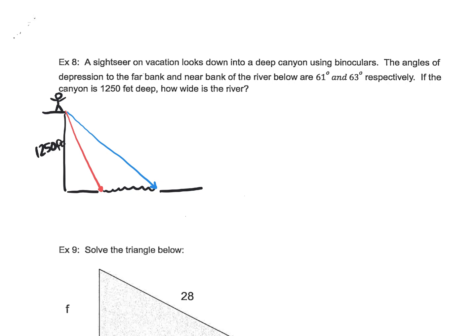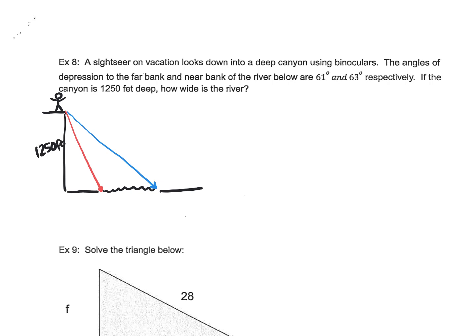Now it doesn't tell you which one's 61 and which one is 63 degrees. I want you to tell me by looking at that picture, which one has the bigger angle? The red or the blue? Really? You're telling me that this angle is smaller than this angle. Which one of these angles is bigger? The red one is, isn't it? Think about it. If you're looking further away, aren't you looking at less of a slant? It's steeper this way, isn't it?